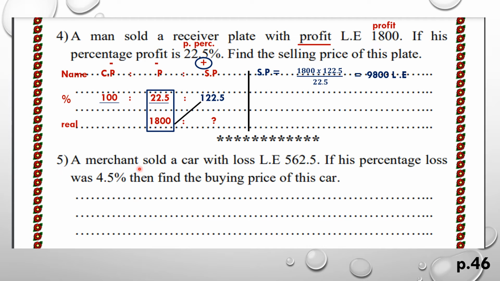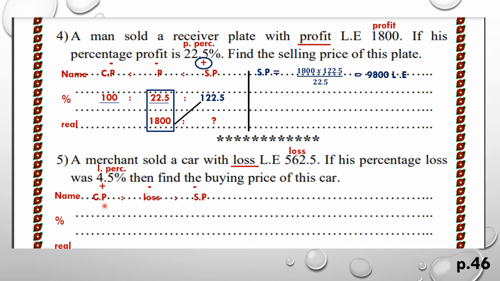Number 5. A merchant sold a car with loss LE 562.5. So this is loss. So our keyword here is loss. Pay attention. If his percentage loss was 4.5%, so this is loss percentage. Then find the buying price of this car. Buying price means cost price. We want to find the cost price. When we have loss, our form will be name, percentage, real, but here we have cost price, loss, selling price. The signs will be plus, minus by order.